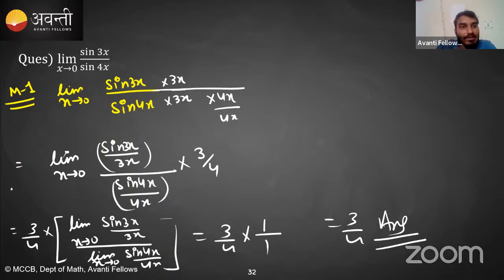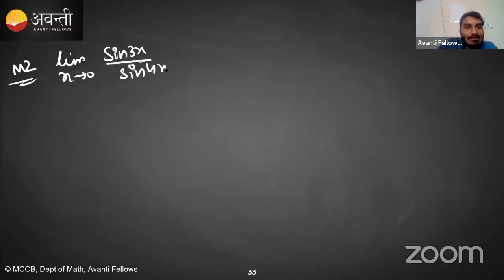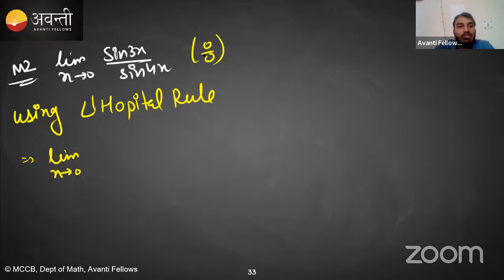Now let's solve this same question with a different method using the L'Hopital rule. Method 2: the limit as x tends to 0 of sine 3x upon sine 4x. See how quickly we can get the answer using the L'Hopital rule. Again, this is a 0 by 0 form, right? So differentiate the numerator separately and the denominator separately. Differentiation of sine 3x is cos 3x into 3. Differentiation of sine 4x is cos 4x into 4.